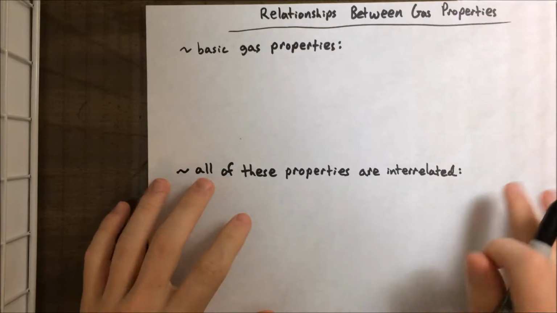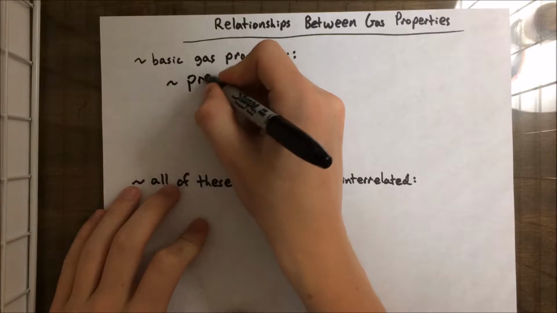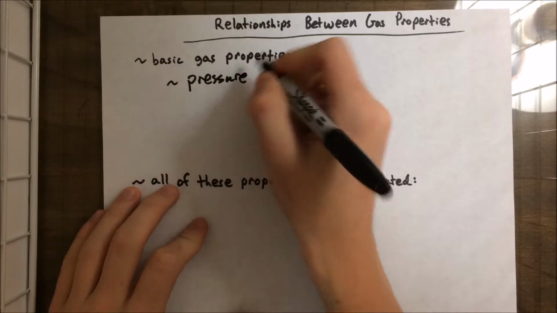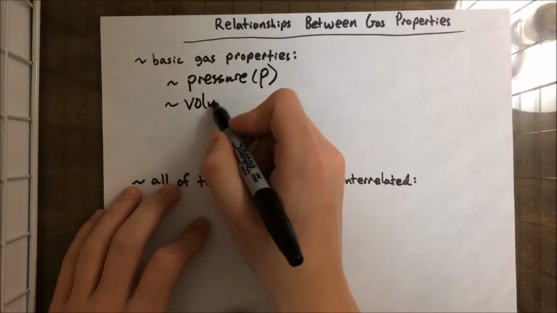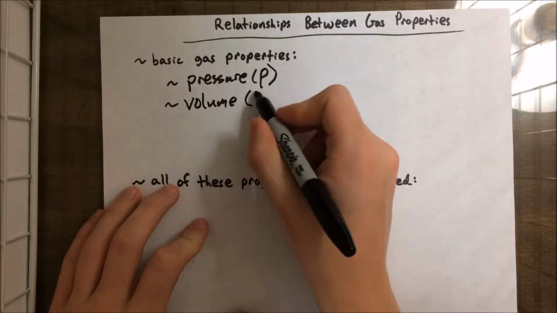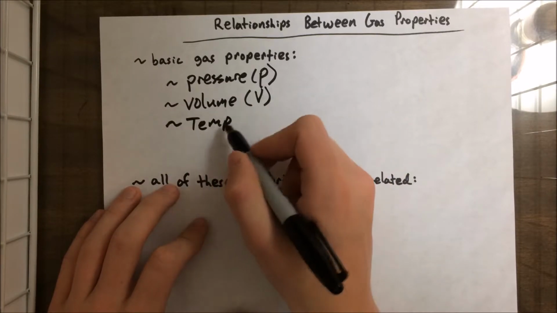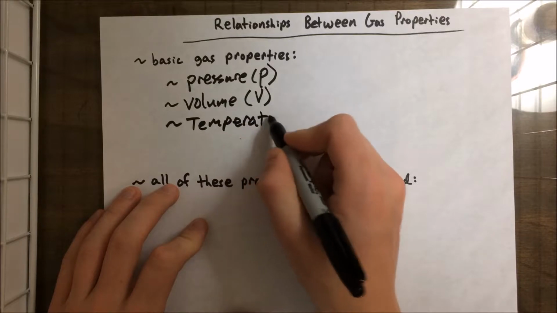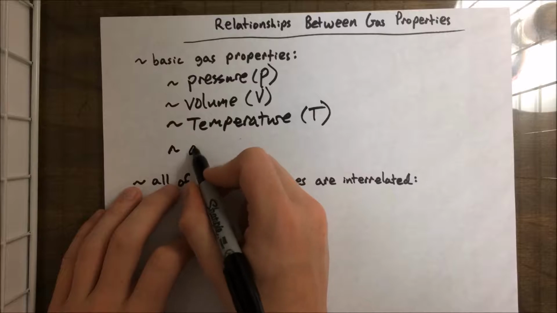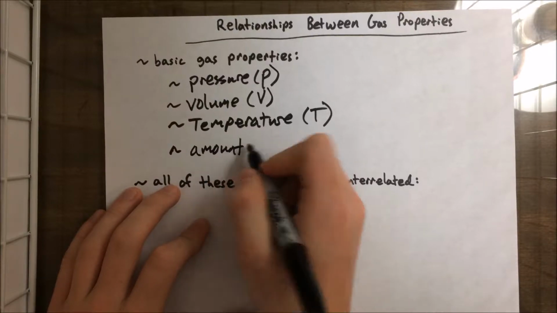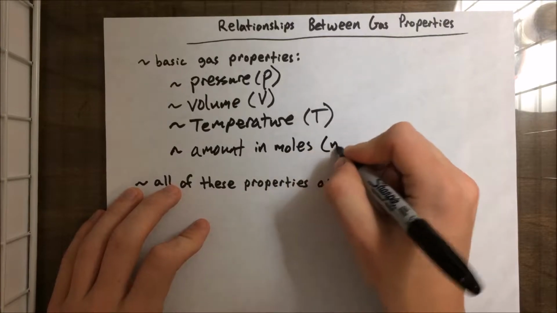The basic gas properties are pressure, which we represent with a capital P, volume, which we represent with capital V, temperature, which we represent with capital T, and lastly, the amount in moles, which we represent with a lowercase n.